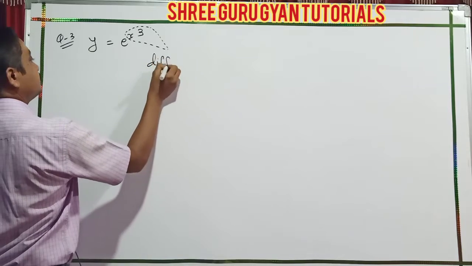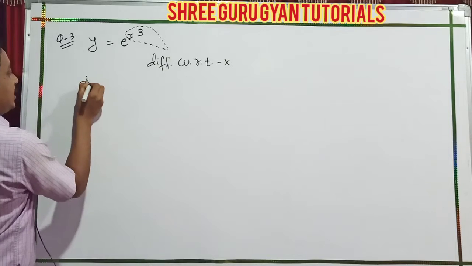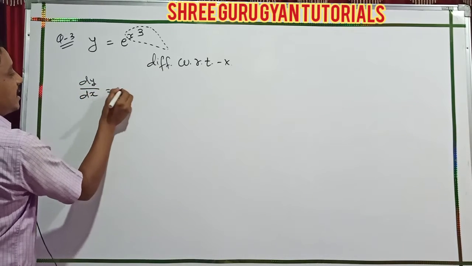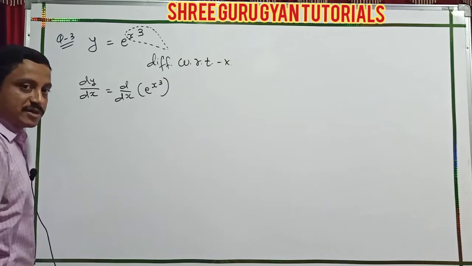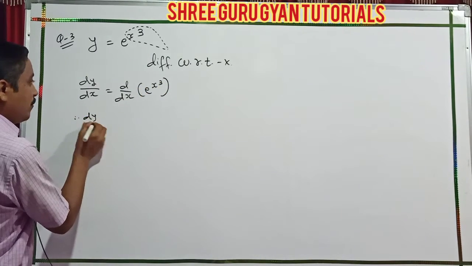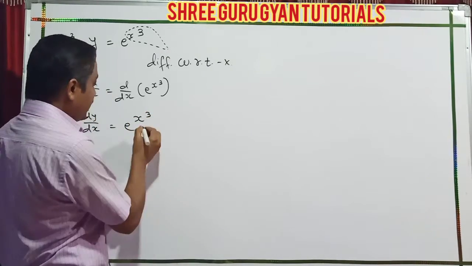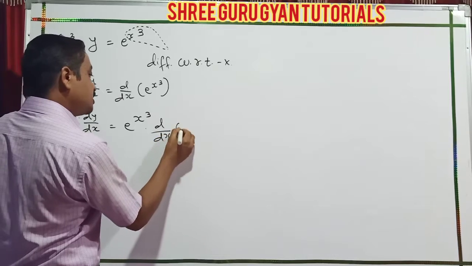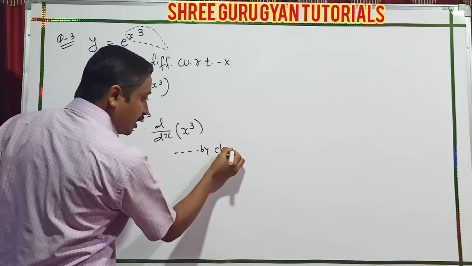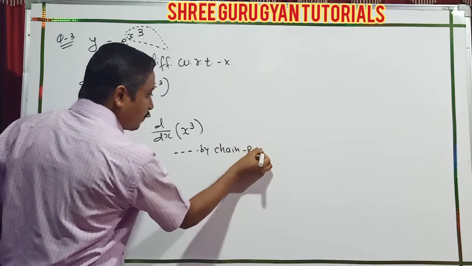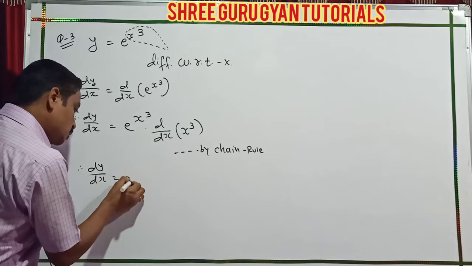So differentiation with respect to x. So what do you get, dy by dx? Yes, d by dx of e raised to x raised to 3. The derivative of e raised to something is the same, e raised to that, and the pending derivative of x raised to 3 comes by chain rule.